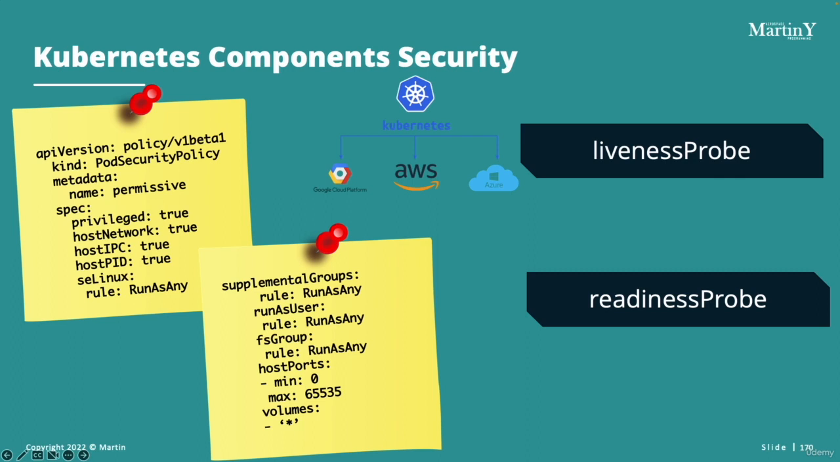The readiness probe on the other side is used to verify that the application is ready to start to send traffic. So Kubernetes will stop sending traffic to the pod until its health checks pass.